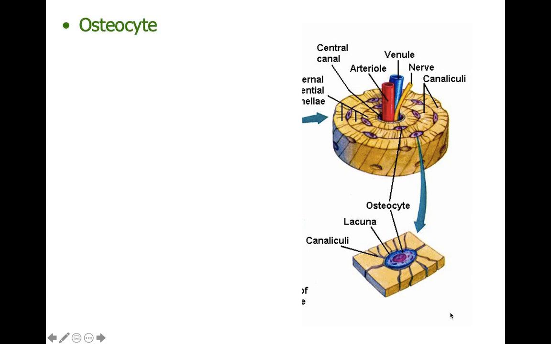Next, we have an osteocyte. That's our mature spider-shaped bone cell. That's the diagram we saw earlier, right? And it's spider-shaped, way, way more legs than a spider would have, but we have the central body, we have those projections sticking off of it.